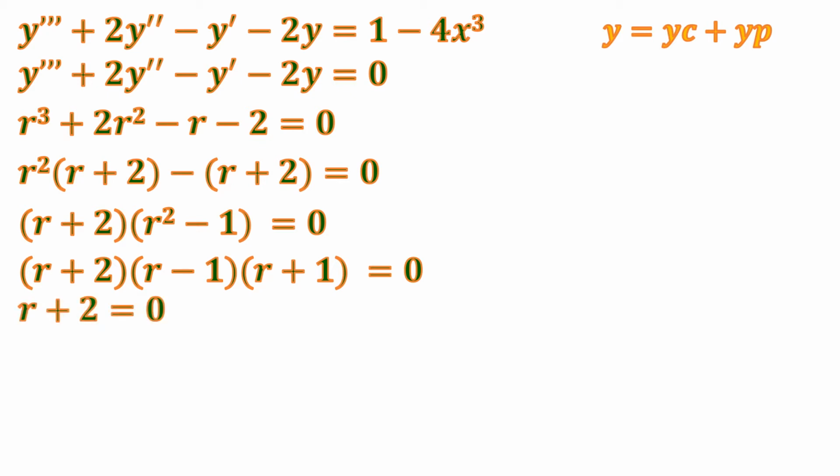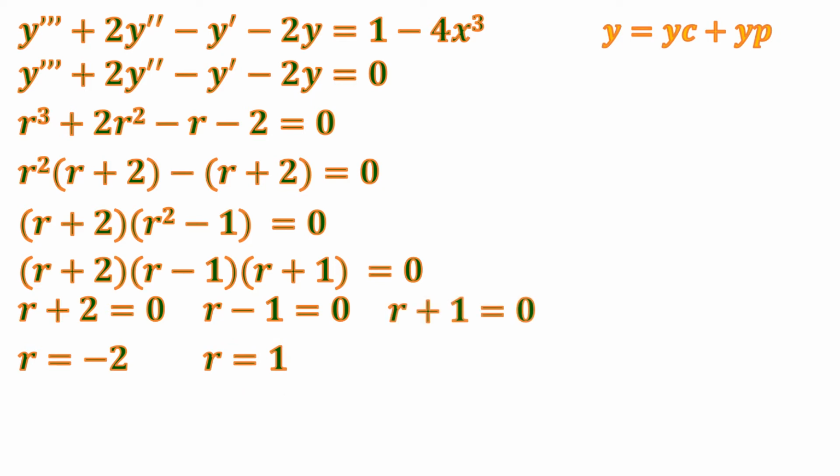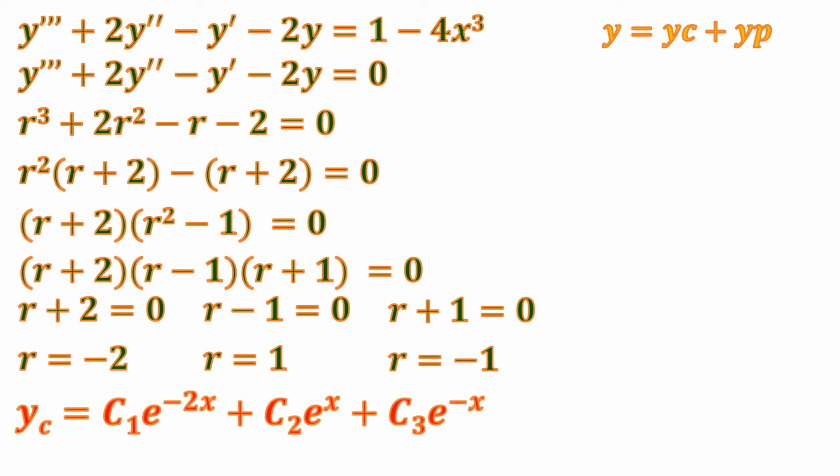So r plus 2 equals 0, so r is -2. For r minus 1 equals 0, r is 1. And for r plus 1 equals 0, r is -1. So since we have the roots, then we can have now the complementary solution. So yc is equal to c1 e to the -2x, that's for the root -2, and c2 e to the x, that's the root 1, and c3 e to the -x, that's the root for -1. And that's the complementary solution.